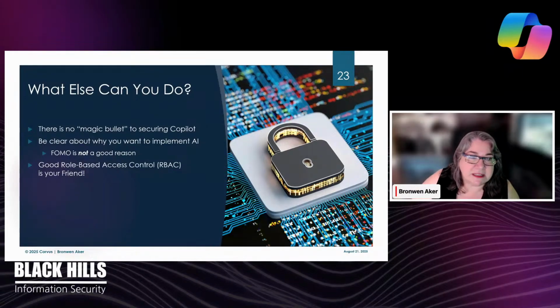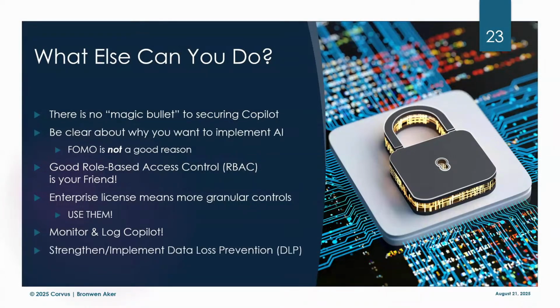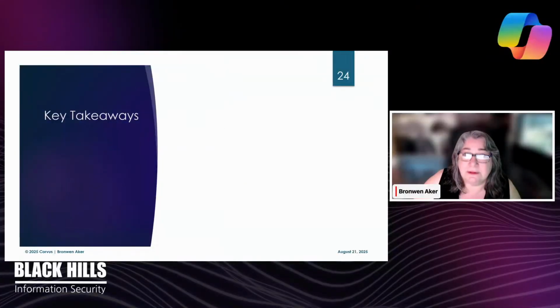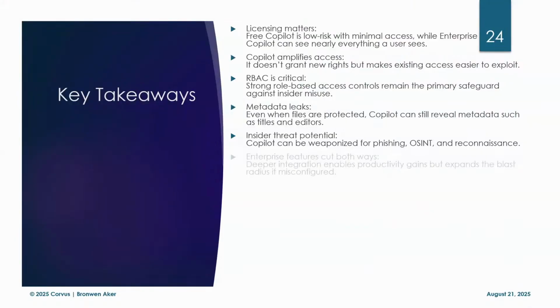Again, good role-based access control is your friend, and the enterprise license does mean you'll have more granular controls. Use them, and monitor and log. If you're not already monitoring and logging what Copilot is doing, and you've got enterprise licenses in place, you need to get on that like now. Also, your data loss prevention rules, all of the usual stuff. Again, this isn't a magic bullet. It isn't shiny and sexy, but it's the way. This is the way.